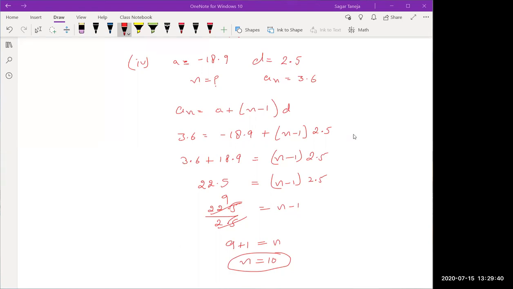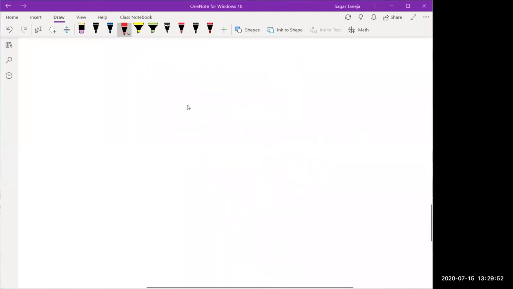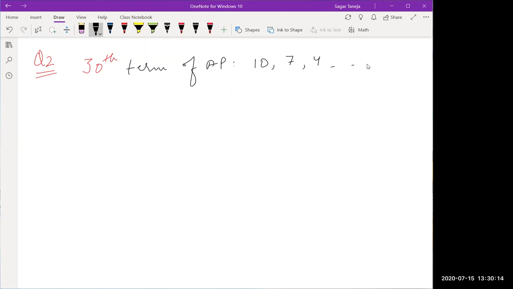Okay, so we are done with the first question. This way you can solve the rest of the parts, which are the same and easy. Moving on to the next question, which is question number 2. Just turn the page, page number 106. It is given, find the 30th term of the AP, and the AP is given: 10, 7, 4, and so on.